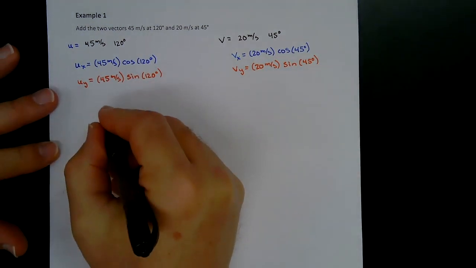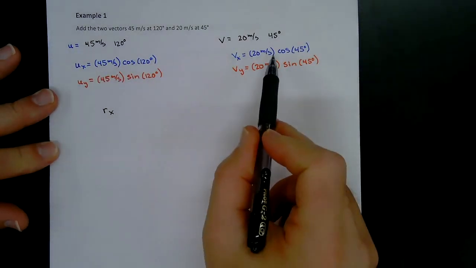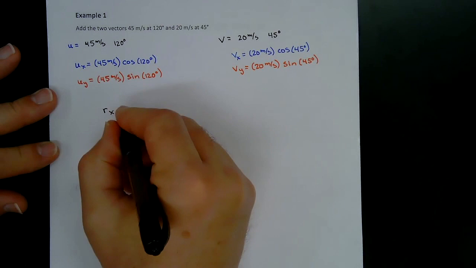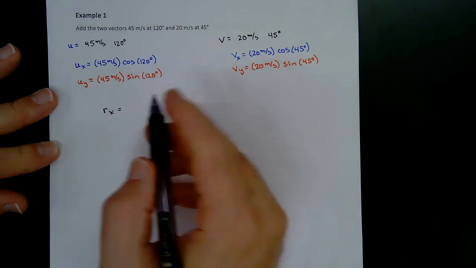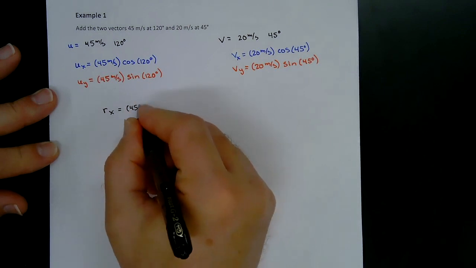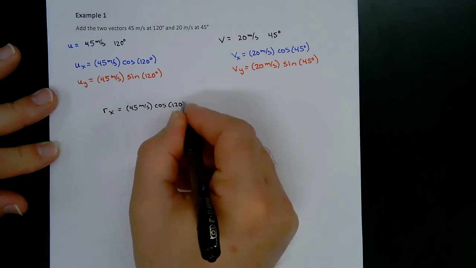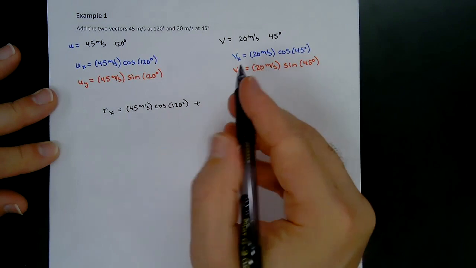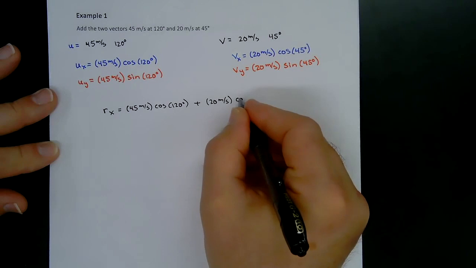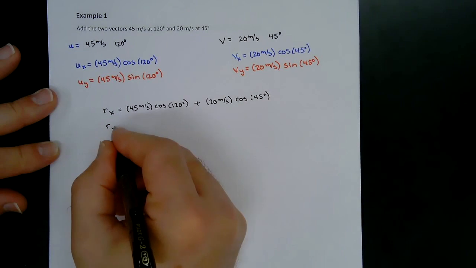Because when I write my R sub X, I want to take this horizontal component and add this horizontal component, and I don't want to have to worry about signs or anything else. So I'm just going to take the 45 and put it straight into our calculator. We're going to write 45 meters per second cosine of 120 degrees, and then add to that this horizontal component, which is 20 meters per second cosine of 45 degrees. Okay, and then we're going to put that into our calculator.